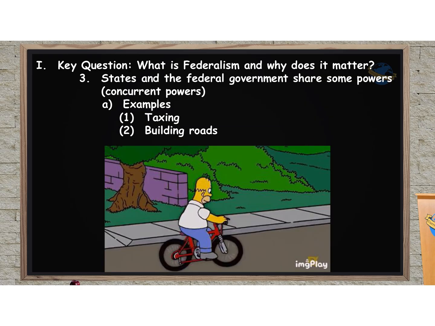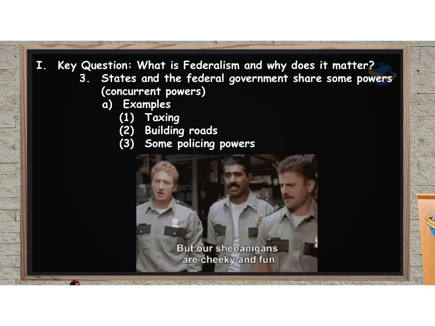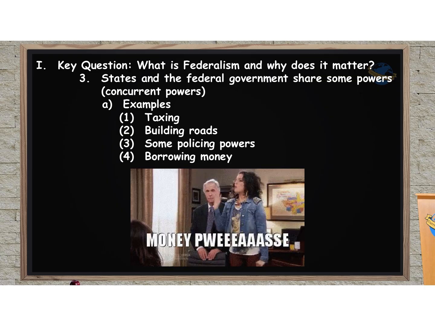Both the national government and the state governments have the authority to build roads. That's why you see city roads, county roads, and interstate highways. They both share some policing powers. There is a local police force, the Cudahy Police. There's a county police force, the sheriffs, the state patrol. But then at the federal level, they also have the FBI, the DEA, the ATF, things like that. And both the national government and the state governments have the authority to borrow money and take out debt in the name of the people of the country.